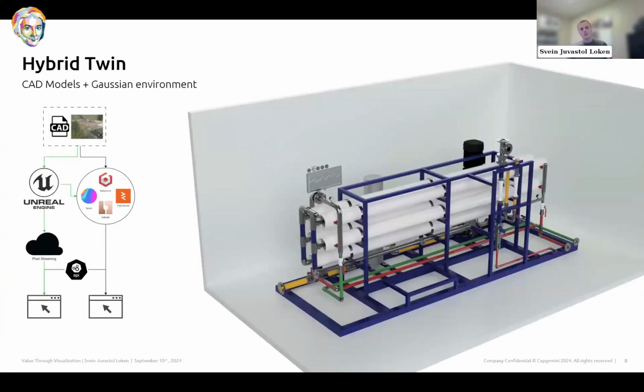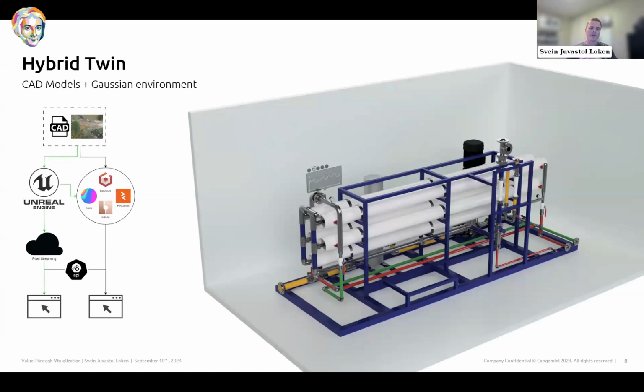And then you want to step it up because you need an environment as well. If you're going to have true insight into your facility, you need to be able to see where the machine is located and what it's connected to, because maybe the problem is before the machine or after. And in order to do that, we need to step it up and get some Gaussian environment into the digital twin.